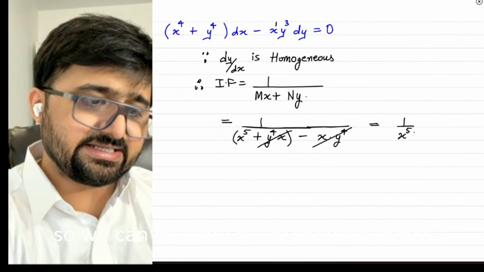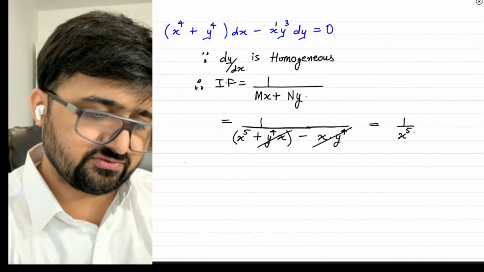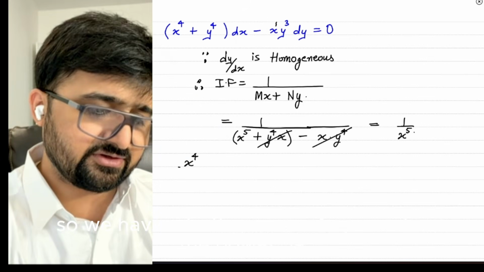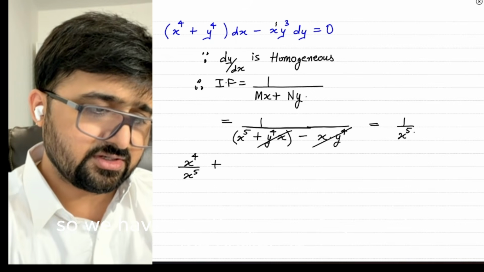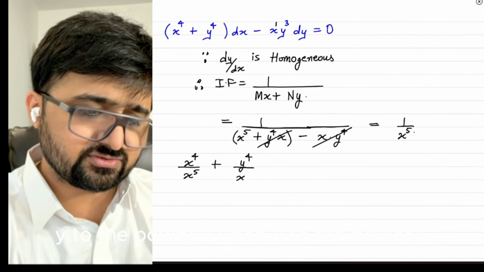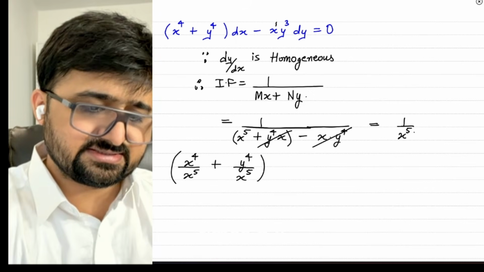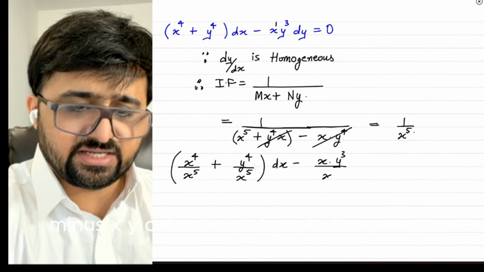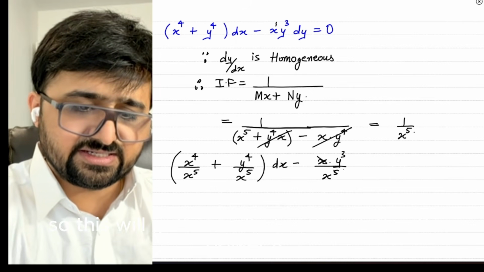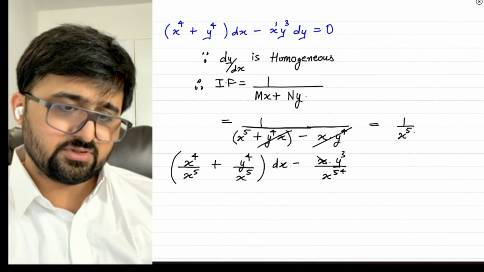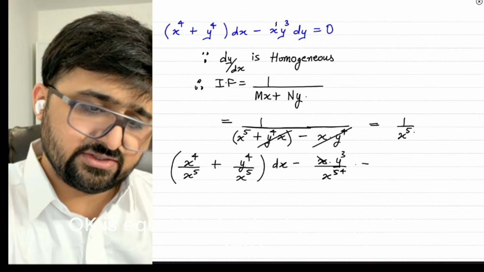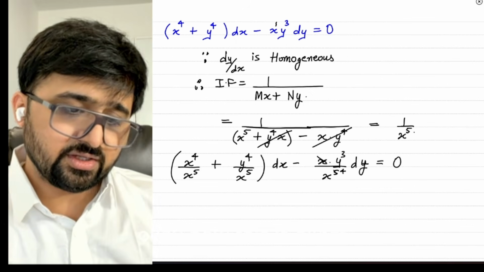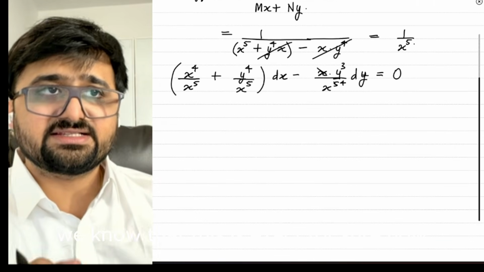So we can multiply by integrating factor on both the sides. Just multiply everything by 1 upon x to the power 5. So we have x to the power 4 upon x to the power 5 plus y to the power 4 upon x to the power 5 times dx minus x y cube divided by x to the power 5. So this will get cancelled and we are left with power 4, into dy is equal to 0. Now this is exact. We know that this is exact for sure now.